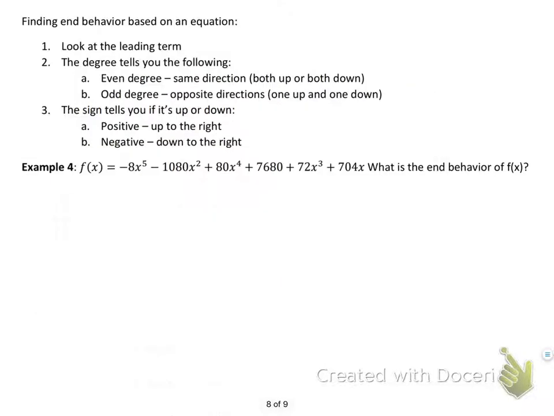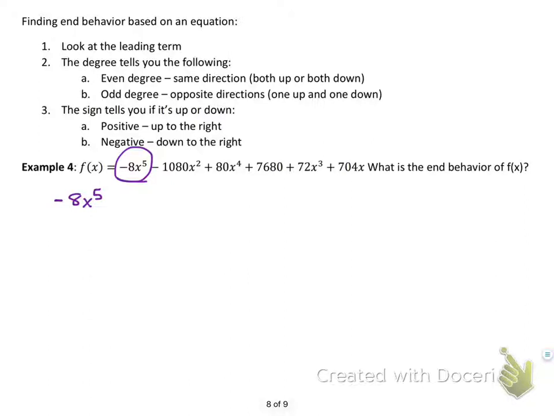That's all graphically. Not as easy to find when you're looking at an equation. So when you look at an equation, we're looking at the leading term. The leading term is the term with the highest exponent. So in this case, right here. That is all I care about. I don't care about anything else that's happening in this equation. I only care about the leading term. The leading term here is negative 8x to the 5th power.